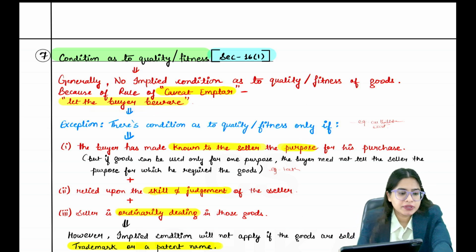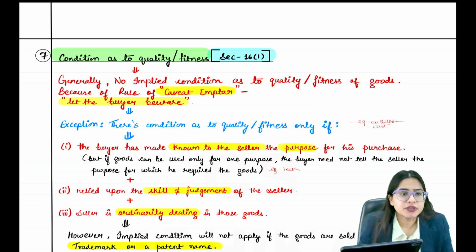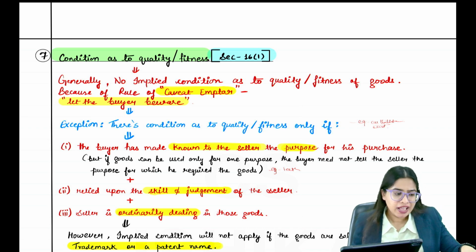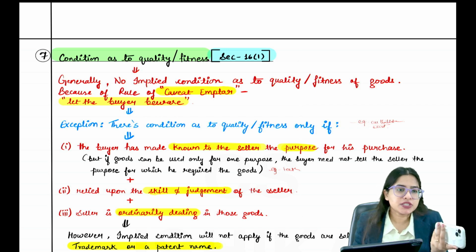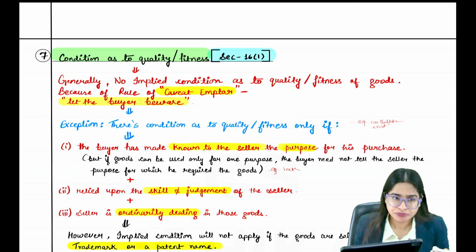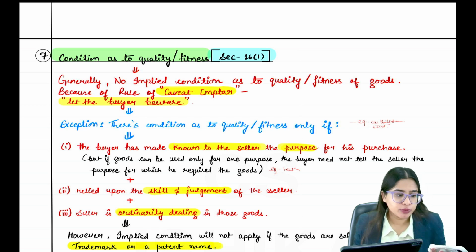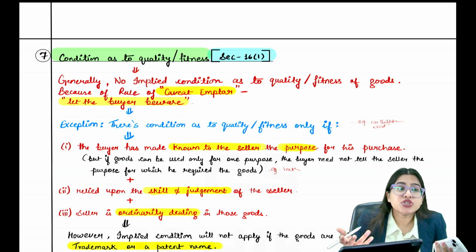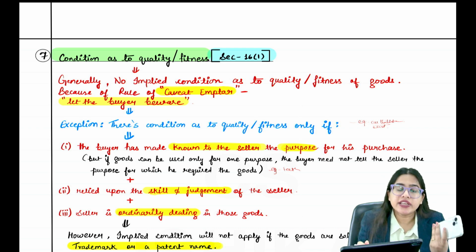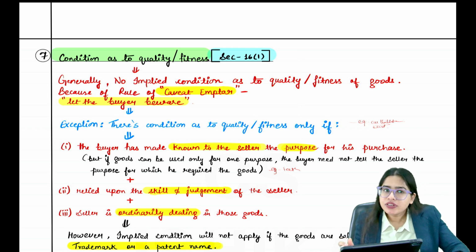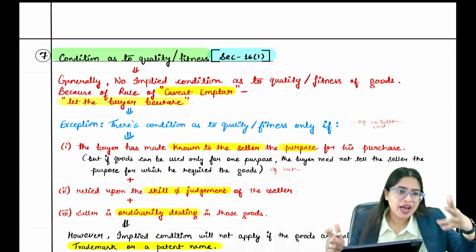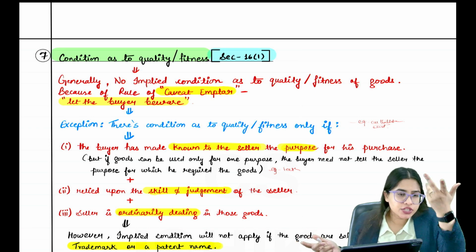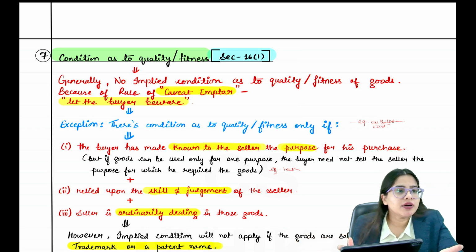Let the buyer beware means, let's say I am purchasing a phone. It's my duty to check whether my purpose is being fulfilled or not. Let's say I need a good quality camera in a phone. So it's my duty to check whether that phone has a good quality camera or not. It's not the seller's duty. How will the seller know that I need a good quality phone? I just asked for phone options. He showed me phone options, so how will he know?